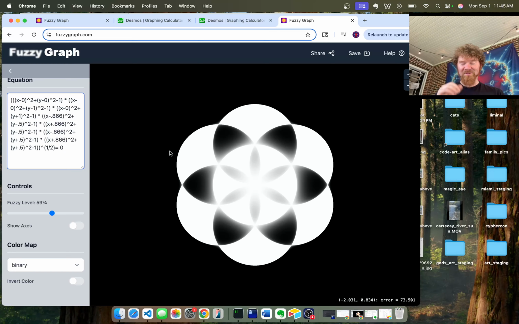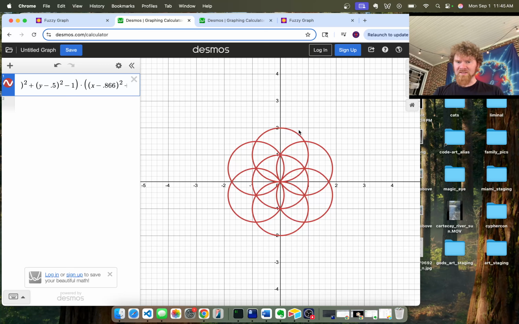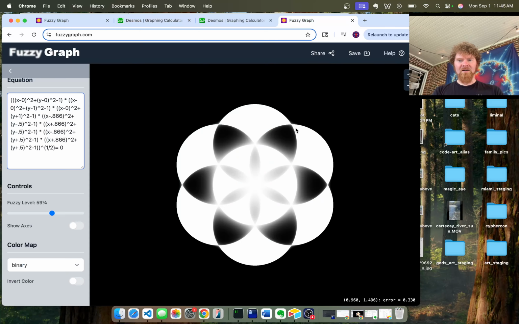Anyway, so there you have it. I'm not going to keep rambling. Sorry about that. So this is the seed of life in a single equation on FuzzyGraph, and FuzzyGraph is the world's first non-binary graphing calculator, meaning it can show the shades of error and not just where the equation is true or false, like over here. So thanks a lot. Have a good one.